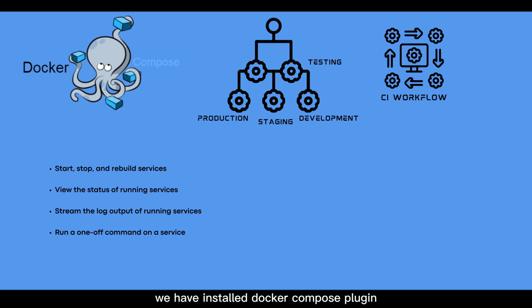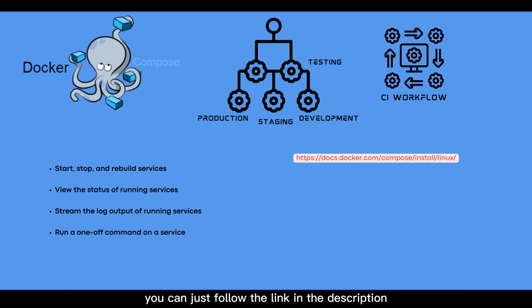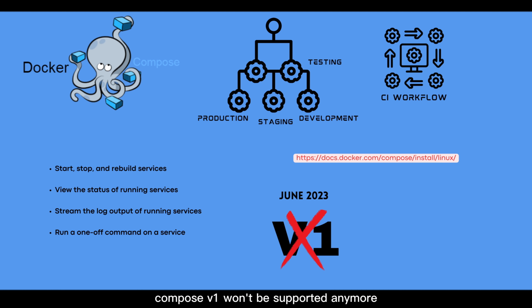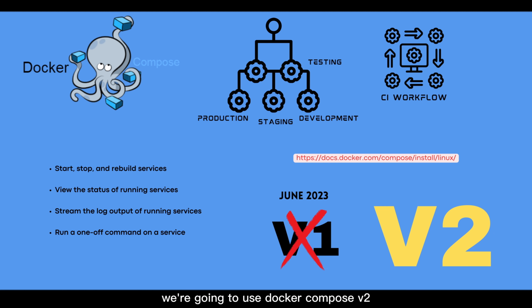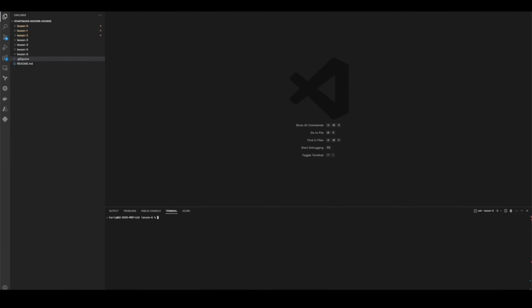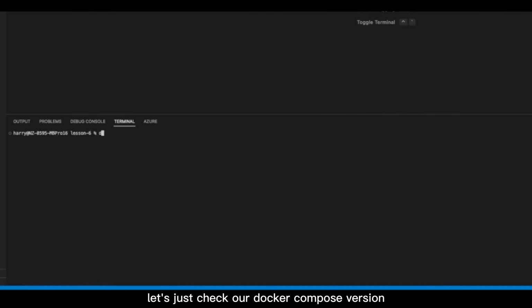We have installed the Docker Compose plugin in the previous session. If you don't have Docker Compose installed on your machine, you can just follow the link in the description. Just a reminder here, from the end of June 2023, Compose V1 won't be supported anymore, so make sure you switch to Compose V2. We're going to use Docker Compose V2 in our session. Now let's check our Docker Compose version, which is 2.5.